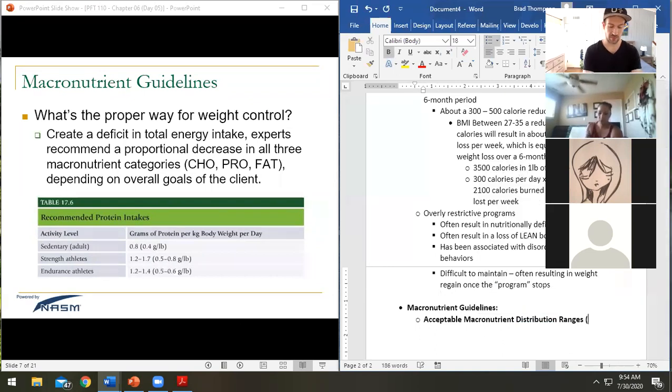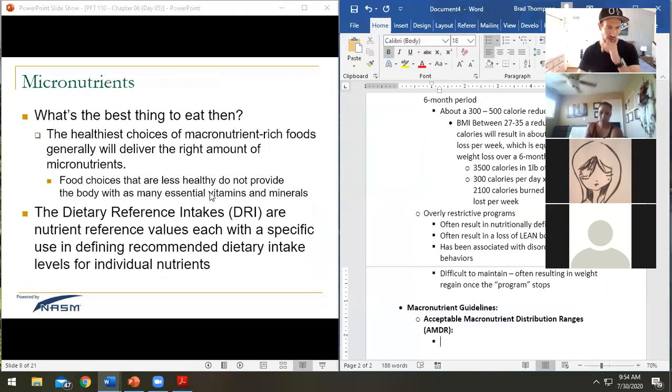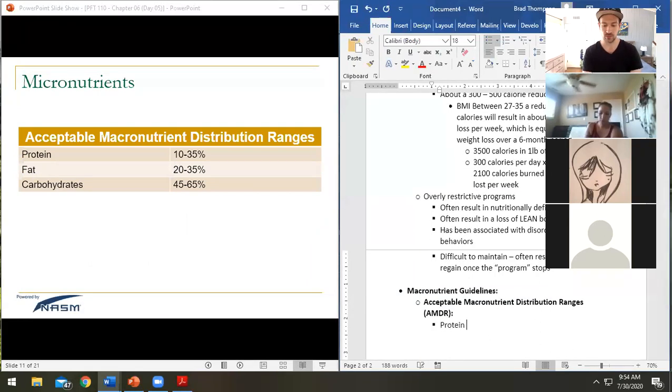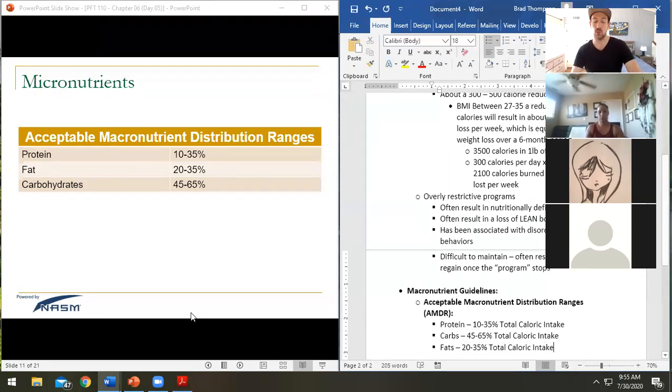Distribution ranges, or AMDR, right? This is going to be in general. I'm going to skip past this just really quick because I want to get to this slide. For protein, you want it to be 10 to 35% of total caloric intake. For carbs, you want it to be 45 to 65% of total caloric intake. And for fats, you want it to be 20 to 35% of total caloric intake. Right, so those are what we're generally recommending.